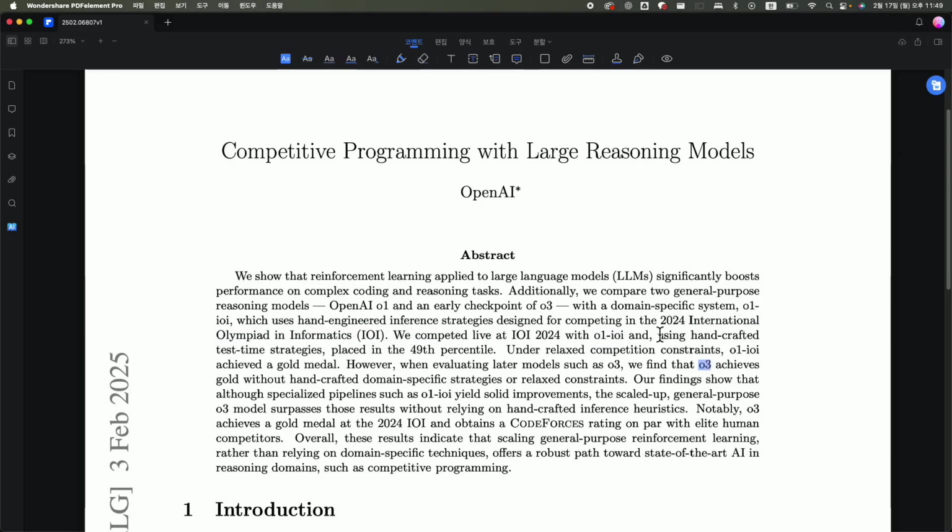Now, when we talk about O3, how is it different? Well, O1 used a domain-specific system, but what does it say about O3? What exactly do we mean by domain-specific strategies or relaxed constraints? You know, it developed well through reinforcement learning and was left to work on its own.